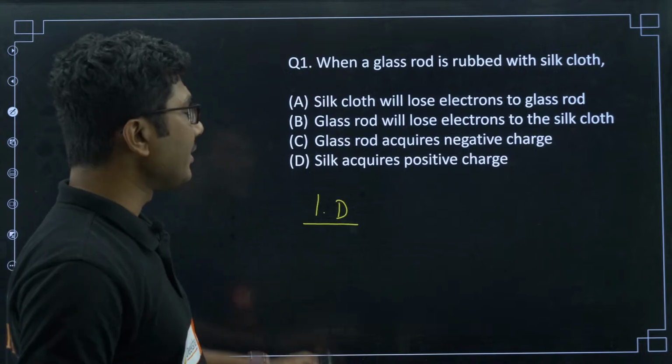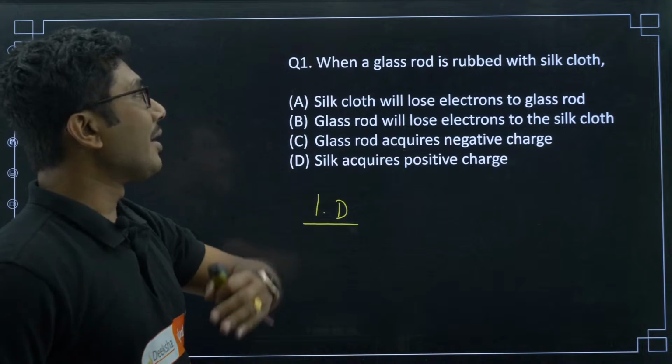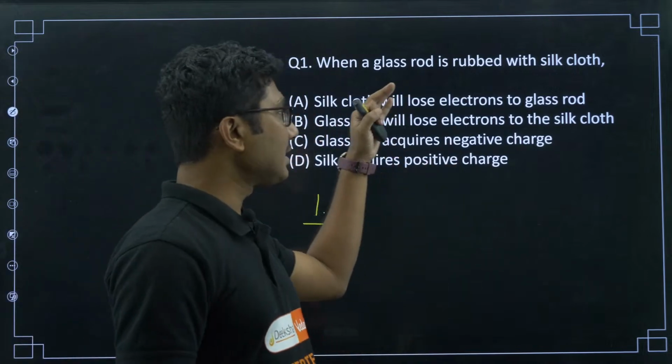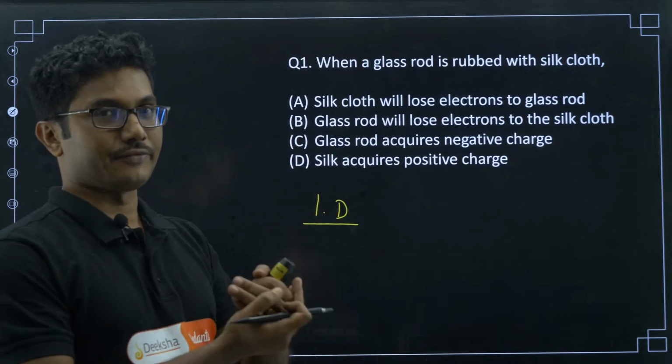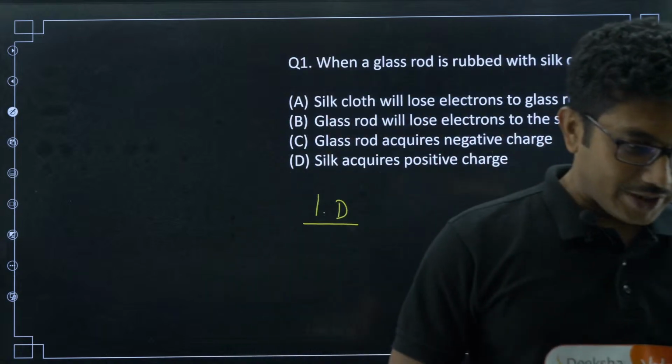I will tell you, even if you do not know this kind of question, suppose you have not studied the glass rod and silk cloth question, how can you answer? The answer is hidden inside the options themselves. So, you have to analyze them and then answer. Let me see what you think is the answer.